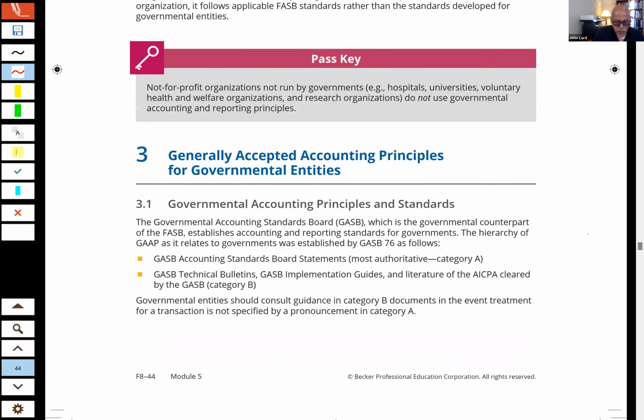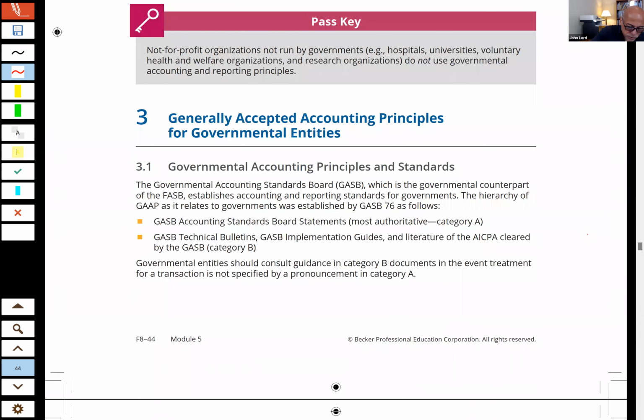So when we're talking about the standards that are used by state and local governments, it comes from the Governmental Accounting Standards Board, GASB, okay? GASB sets the standards. They are considered category A. They're considered the most authoritative. GASB stands for the Government Accounting Standards Board, abbreviated as GASB.